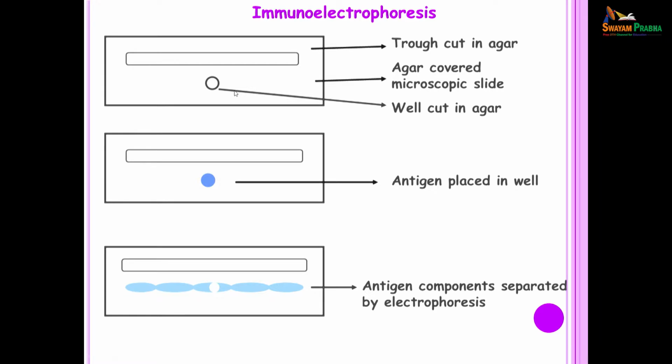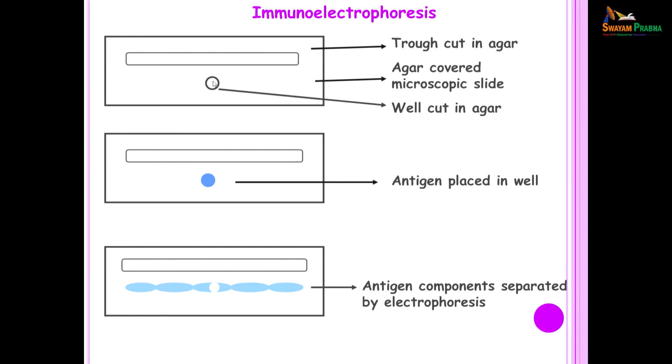We can do what is known as immunoelectrophoresis, where we can find out the presence or absence of particular antibodies or antigens in a patient's sample. Here we take a slide on which we have poured gel. We make a well in which we are going to add the patient's serum.